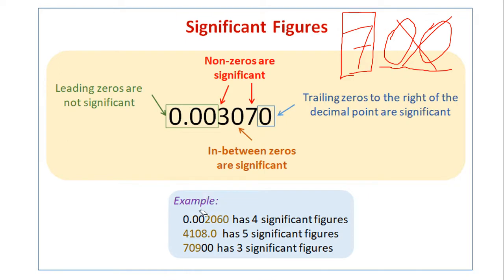Okay, so let's look at these examples. In this example, we have 4 significant figures. Because 2 is a significant figure, why is 2 a significant figure?